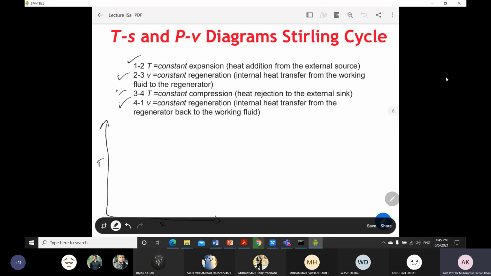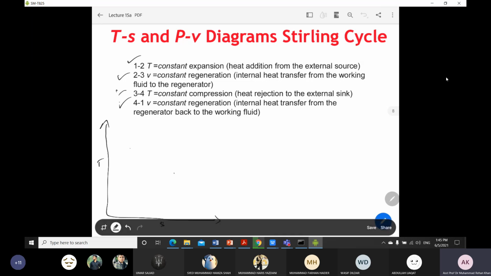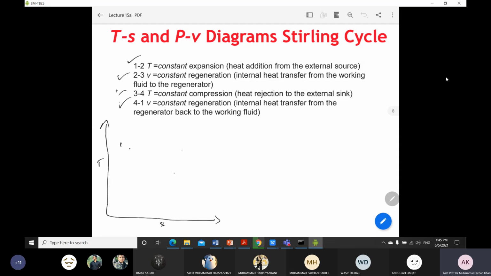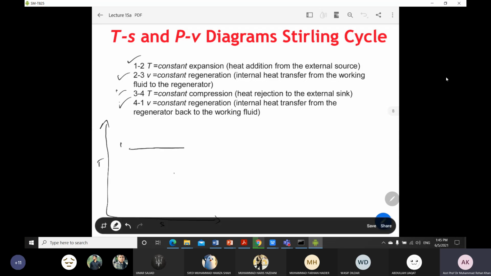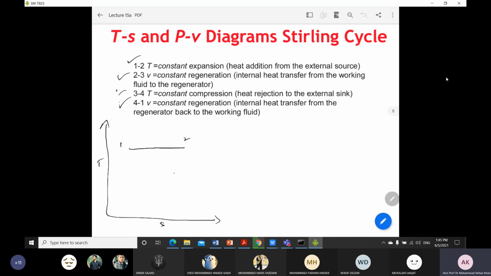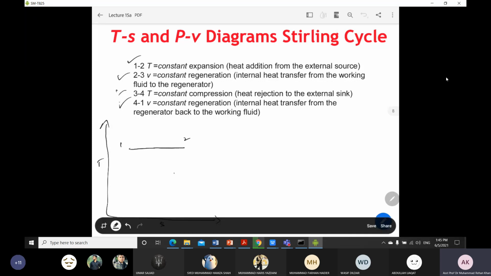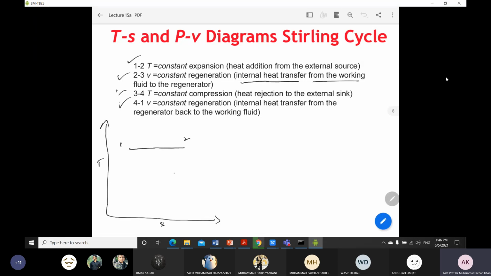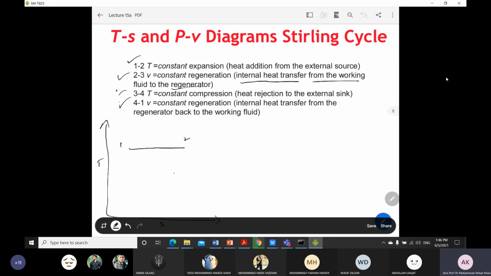Okay, so coming towards point number 1 to 2. As it is an isothermal process, for example, this is your point number 1, and you can just draw a straight line, and this is your point number 2, and the temperature is constant from 1 to 2. And then there is a constant volume regeneration process, with internal heat transfer from the working fluid to the regenerator. I have already told you that the basic difference between the Carnot cycle and the Stirling cycle is that there will be involvement of a non-isentropic process. So the 2 to 3 process is not isentropic.